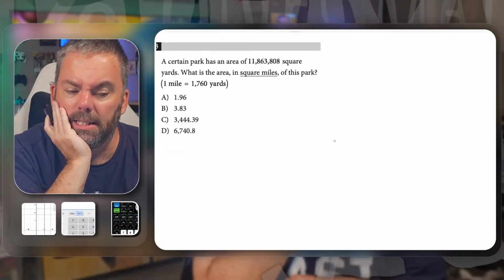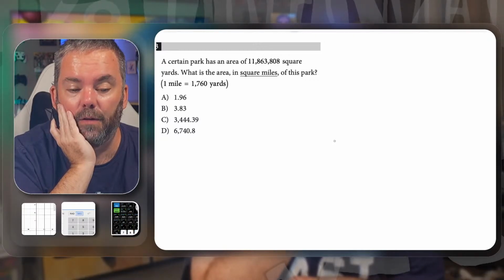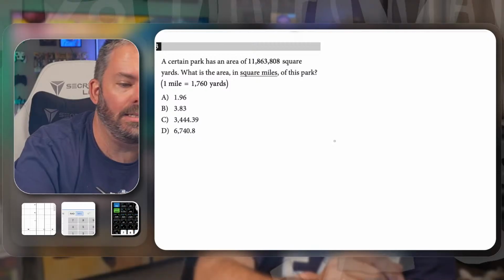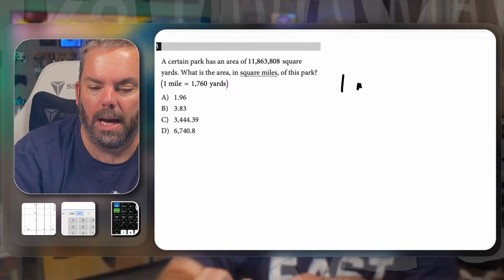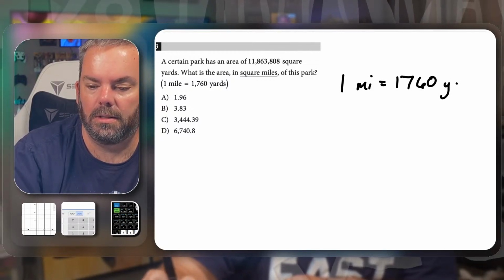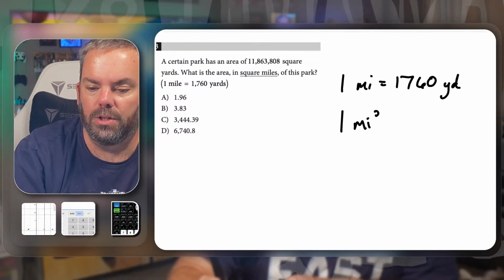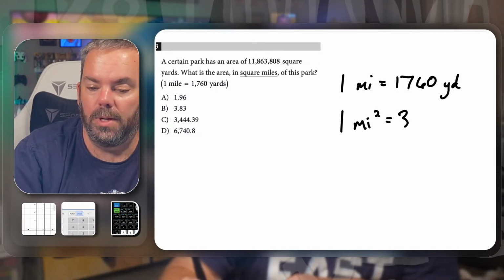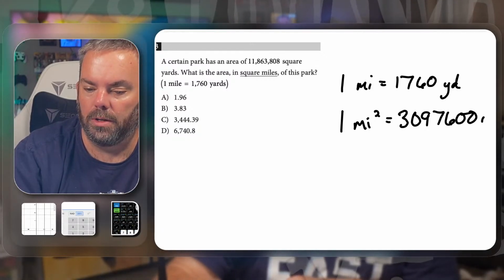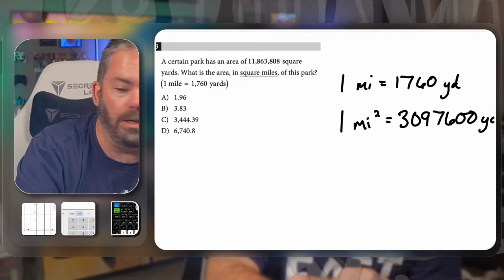I believe, yes, I did give you another one. This one has us convert from square yards to square miles. So let's use that same thing again. If 1 mile is 1,760 yards, and we square both sides, 1 squared is 1, so 1 square mile is 3,097,600 square yards. I gotta move that over so you can see it.